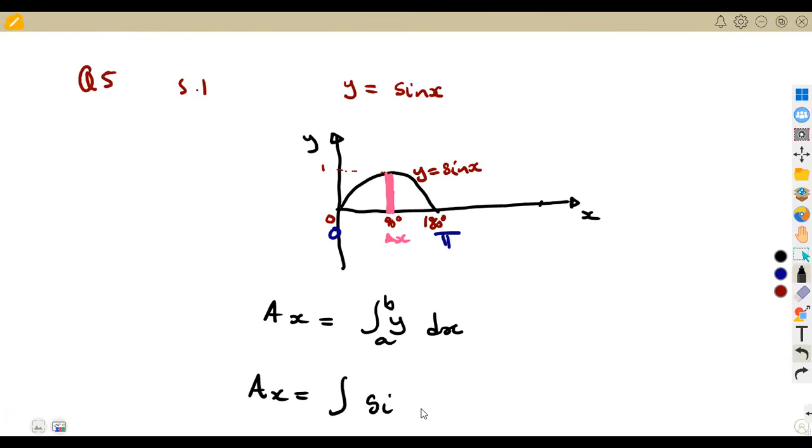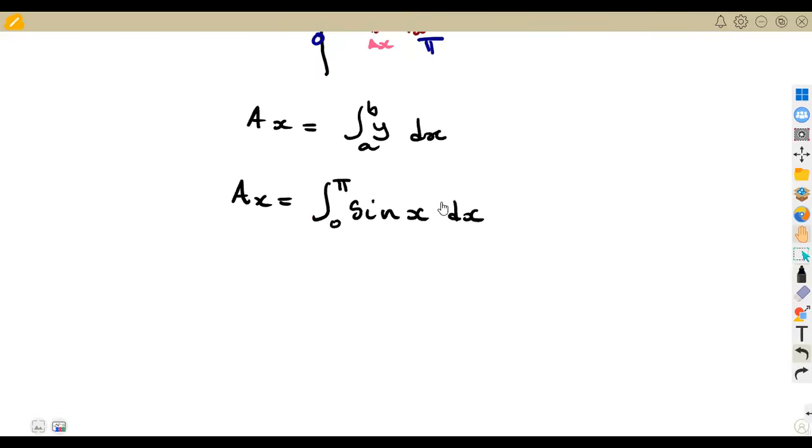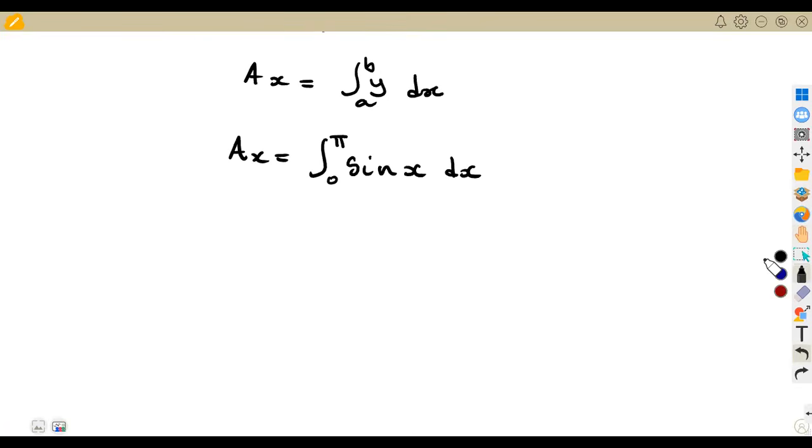So this is the integral of sine of x with respect to x, with limits from 0 to pi. So pi simply represents 180 degrees. It's just one and the same thing, guys. From 0 to pi. So what we are going to have in this case, like I say, this pi is the same as 180 degrees, just one and the same thing.